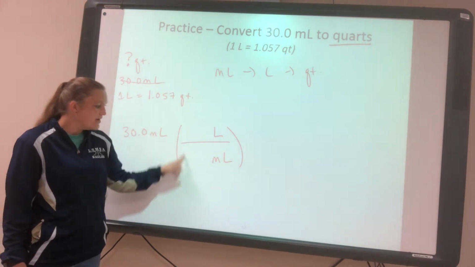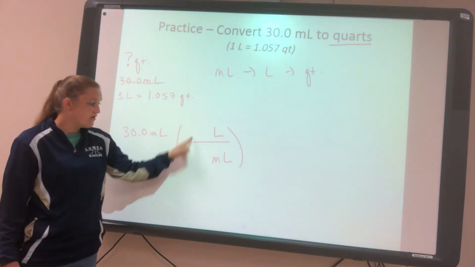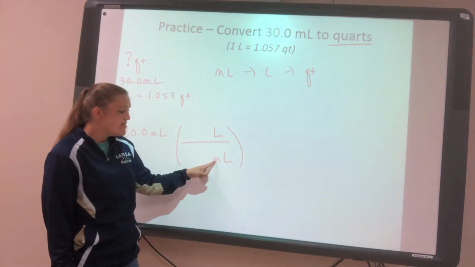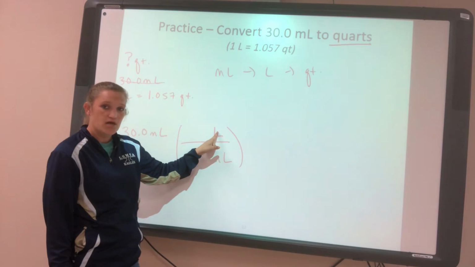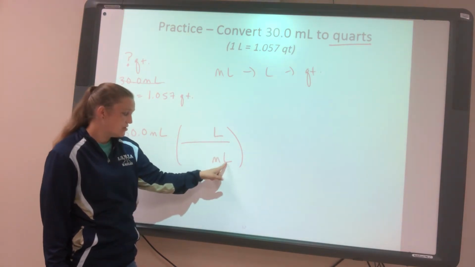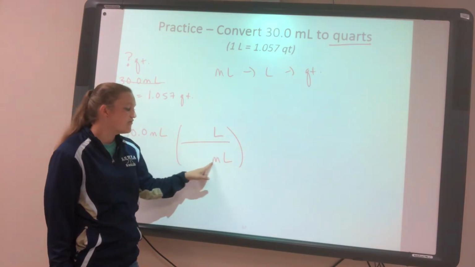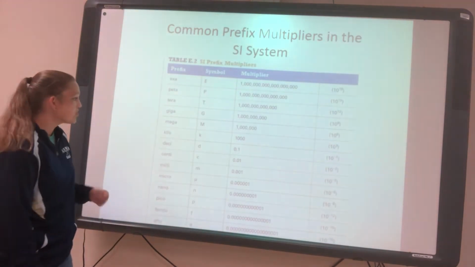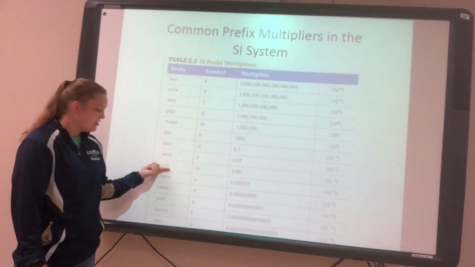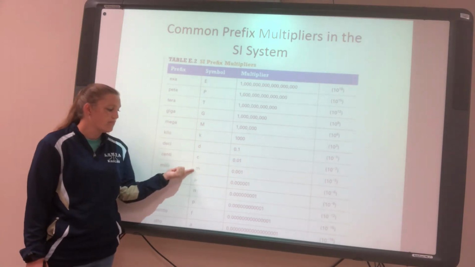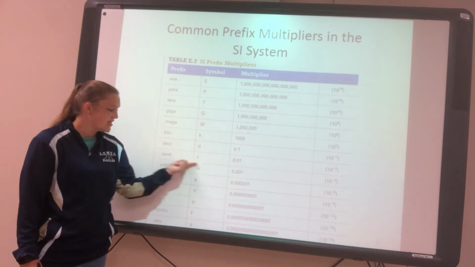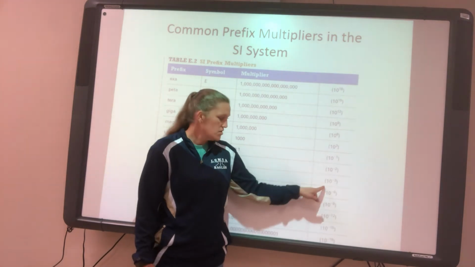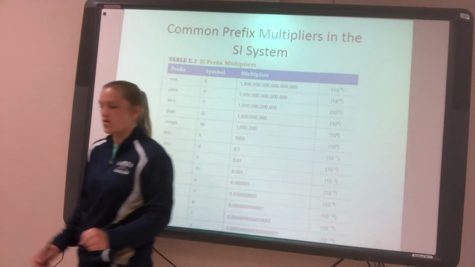Then I have to say, well, what numbers go here? I need some sort of conversion that relates milliliters to liters. So let's look at this. This is milliliters, and this is liters. It's the same measurement unit, but the difference is this prefix. So let's go to our prefixes. Here's our prefix. We said it was milli. So here's milli, that's the little m. I want to know what does milli stand for. Milli stands for 10 to the negative 3. Okay? So milli is 10 to the negative 3.